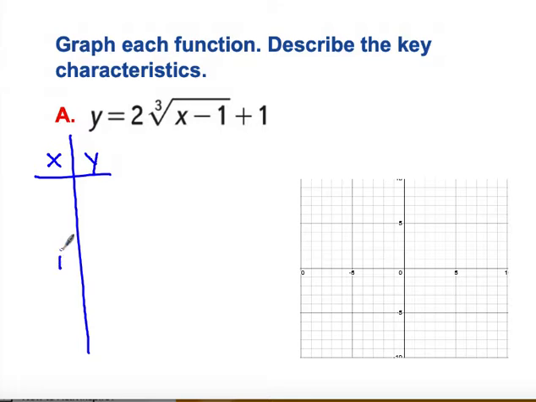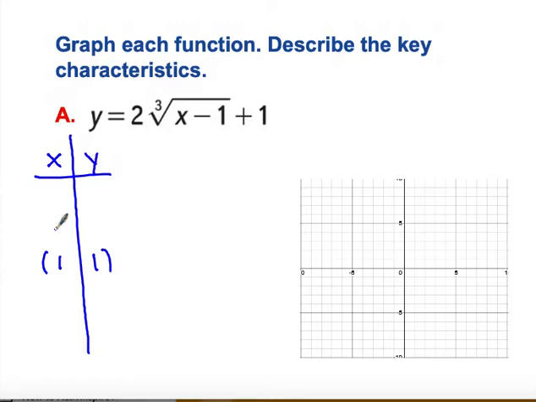And what that's going to do is find that initial inflection point. And we'll talk about that in a minute. So when I put a 1 in here, I get 0 plus 1 is 1. Now that is going to be a special point we'll talk about.